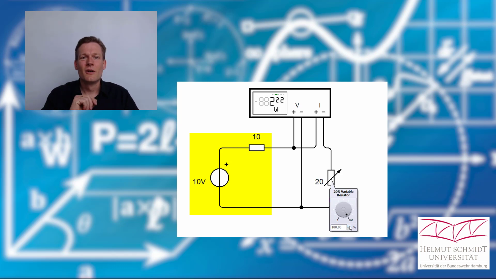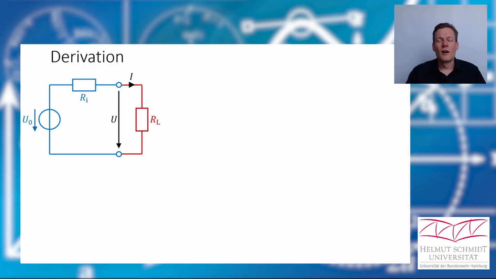Okay, so we've seen that we really have the condition for maximum power transfer when our load resistor has the same value as the inner resistance of our source; then we have the maximum power in our load. And if the load resistor is smaller or bigger, then we have a smaller power consumption. Okay, this optical impression of the maximum power was quite nice, but you want to become engineers.